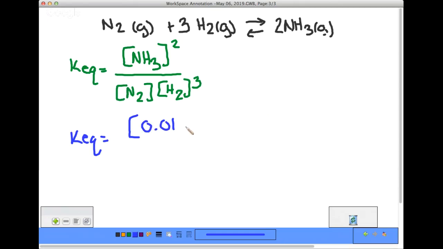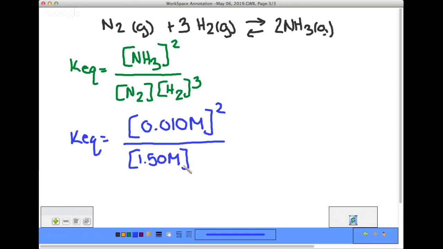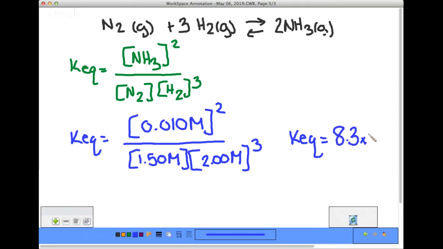I'm going to add an extra decimal just so we get 2 decimals because I really don't like that that's only 1. And that's going to be squared divided by nitrogen, which we're told is 1.50. And then hydrogen, which is 2.00 molar. And then, of course, don't forget this is cubed. What we end up getting is that KEQ equals 8.3 times 10 to the negative 6.